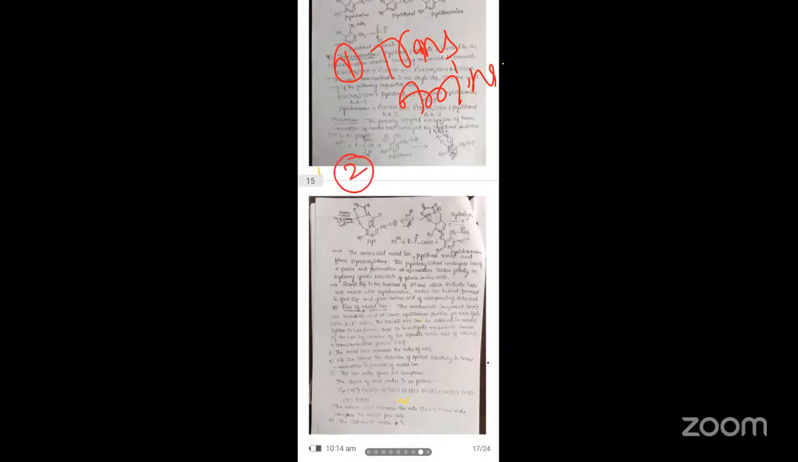And the second reaction is decarboxylation. And the third reaction is dealdolation.